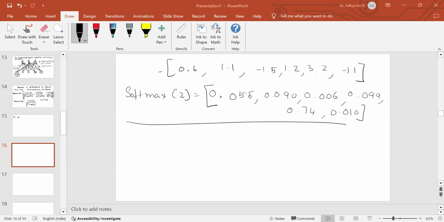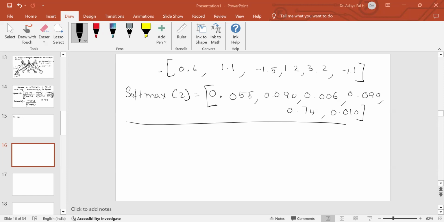So after summation, what we get is z. Then we perform the sigmoid function on this z, and what we get is a. So this a is nothing but your output y.